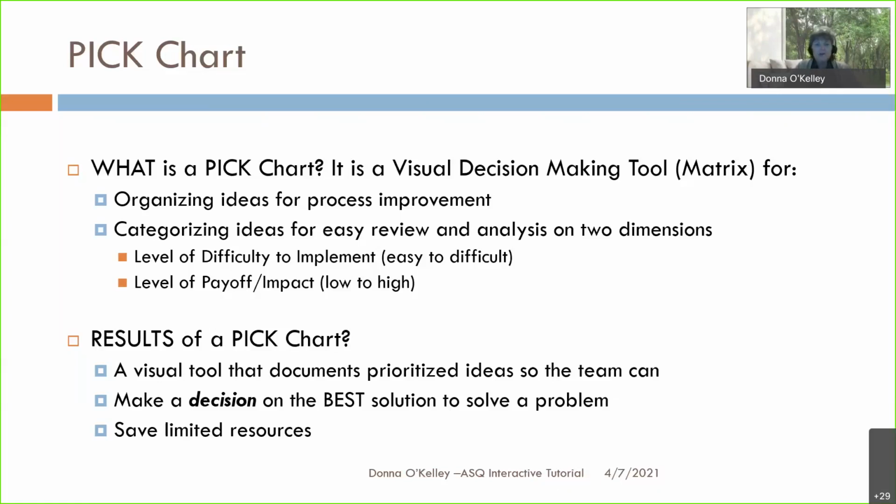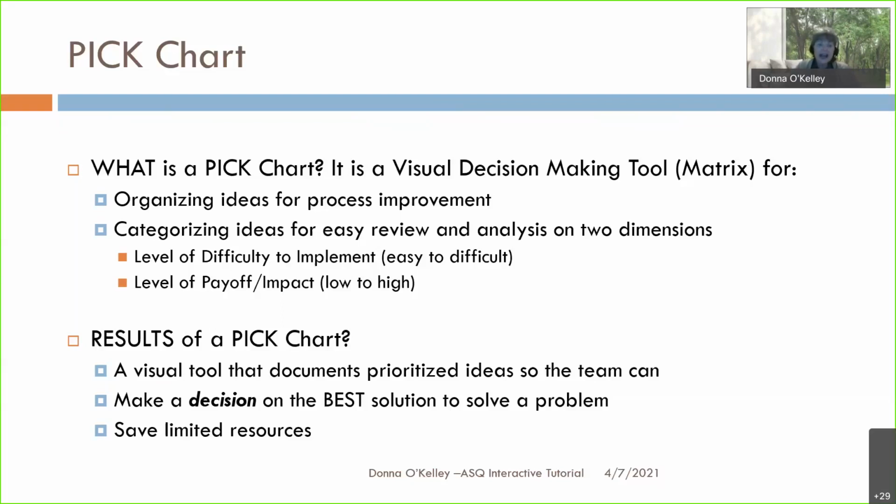So what we're trying to do here in a pick chart is categorize ideas so that you can review them easily and do a simple analysis on two dimensions: the level of difficulty, how easy or hard it is to implement or deploy in your life or your organization. And the other factor is the level of payoff or the impact from high to low.